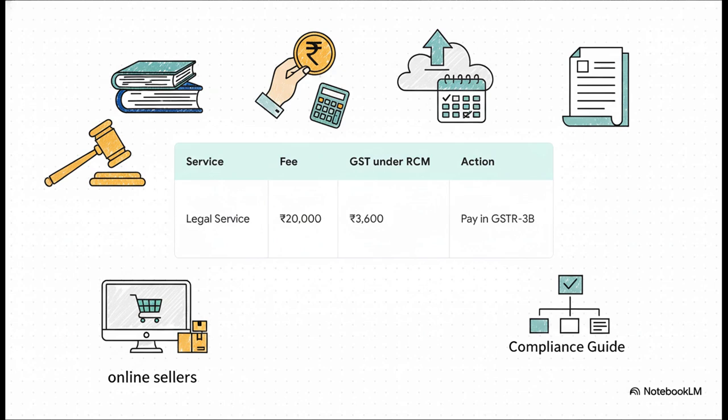Rule number 9 covers a concept that can be a little tricky. It's called reverse charge mechanism, or RCM. Basically, for some services you use, like from a lawyer, for example, the rules are flipped. You, the person receiving the service, are the one who has to pay the GST directly to the government. This has to be paid in cash and declared separately in your GSTR-3B. It's a specific rule, so be on the lookout for it.